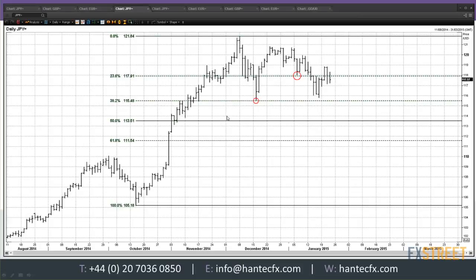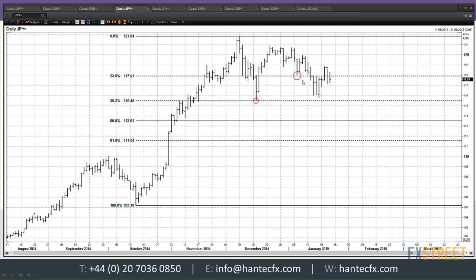This is 38.2. This is on dollar yen. This is a retracement of that 105.18 to 121.84 run higher, and it hit that 38.2% almost to the pip. So just 8 pips away from that 38.2 level. And the 23.6 level also was used on numerous occasions here.